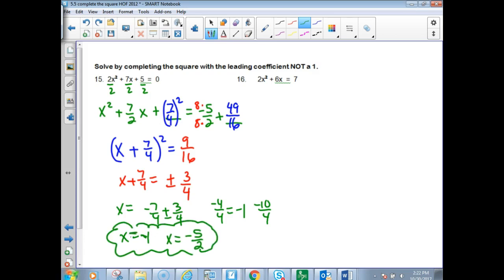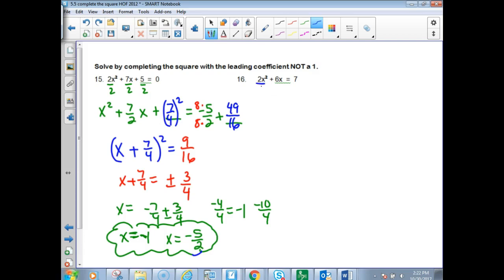Your answers need to be these answers. They have to be finished, and they have to be simplified and reduced fractions. Okay. We have to deal with fractions, guys.